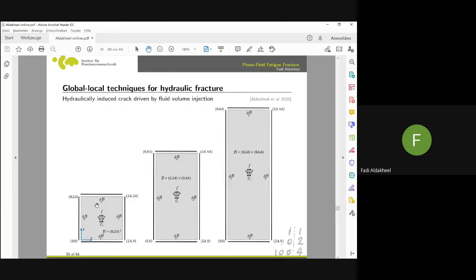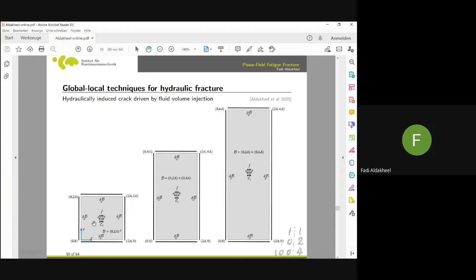Good. So this is what we tried to understand from this phenomena. We have three geometries. They have the same boundary value problems, the same material parameters, the same model. It's only how big the size is, right? And here we have a place where we inject water, and we know the crack will go like that, right? It's clear that it's standard.